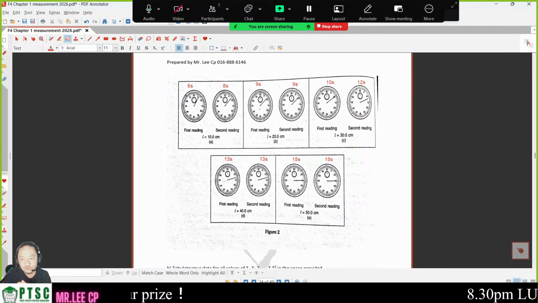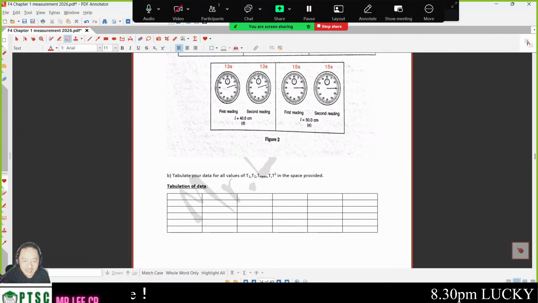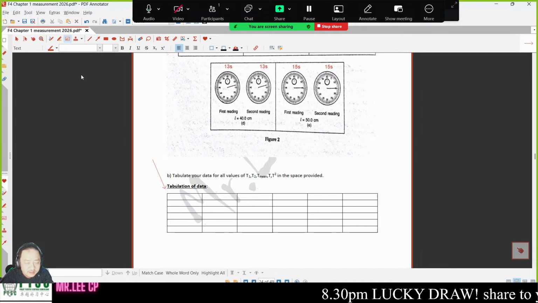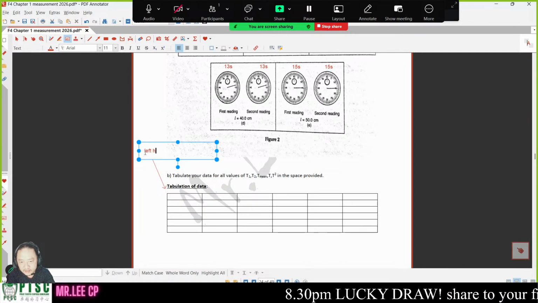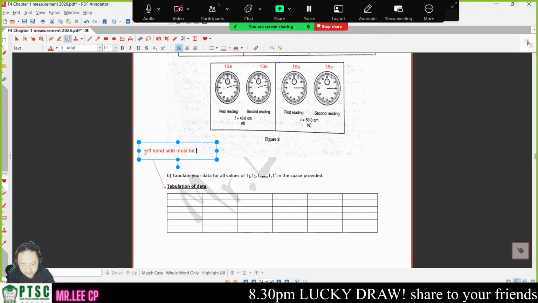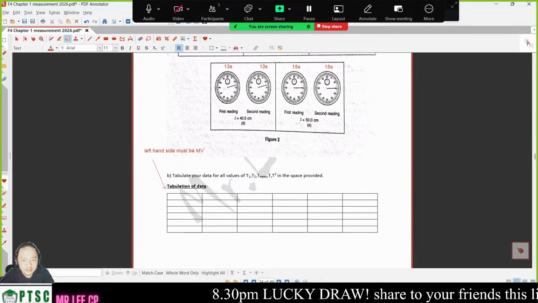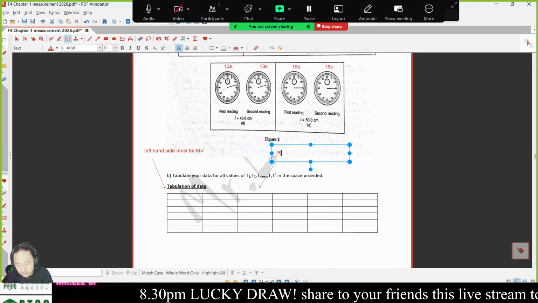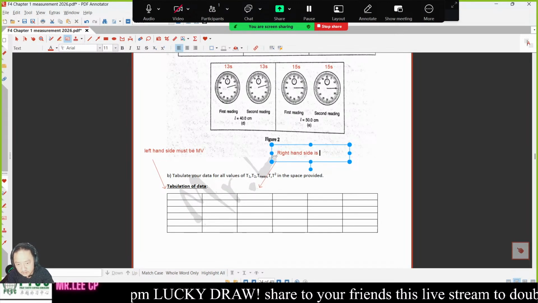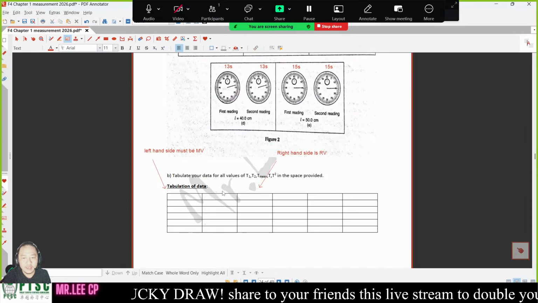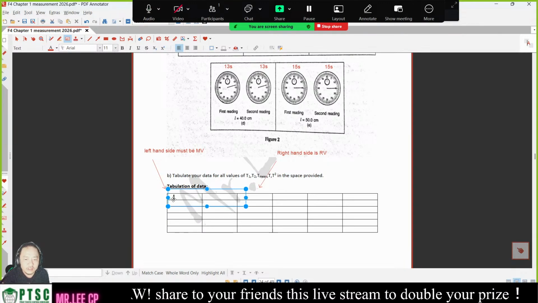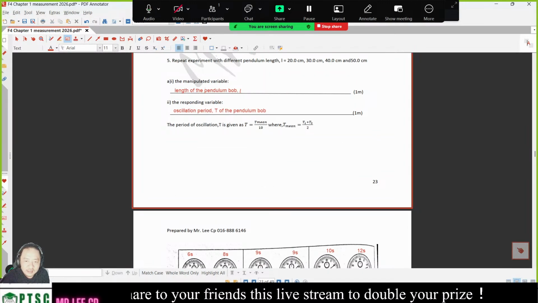Now after this, what they would ask us to do is they will ask you to tabulate your data into the table here. So when you tabulate your data, left hand side here must be manipulated. Right hand side will be responding variable. Now they ask you to tabulate T1, T2, T min, T square, all this. So first of all, your manipulated variable. Go back to see what you manipulated again. Length of the pendulum bob.